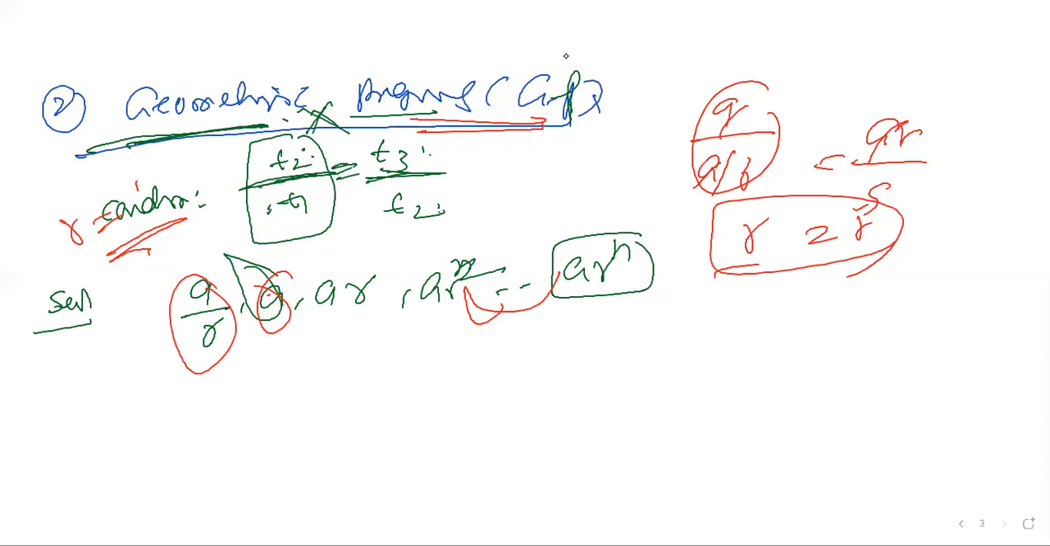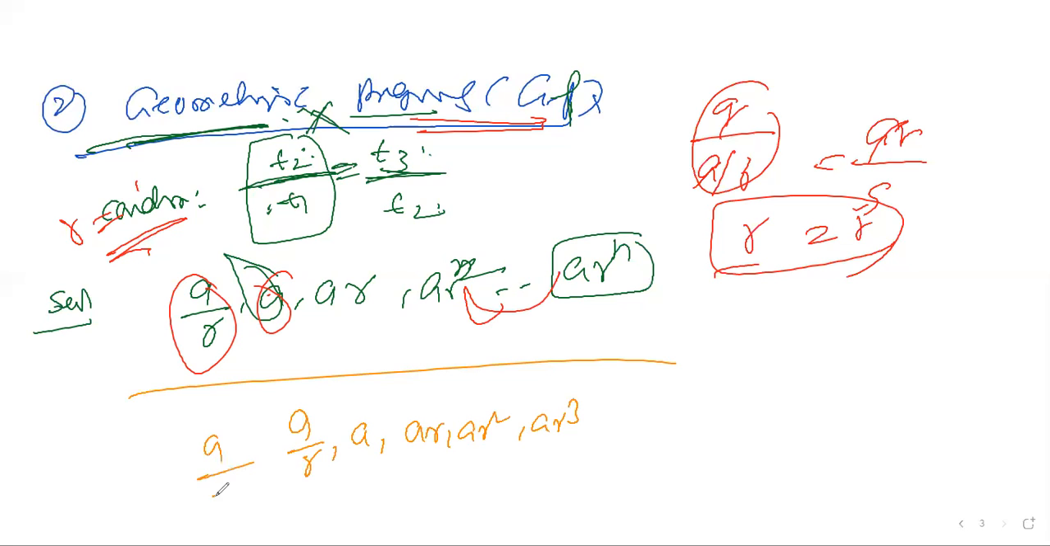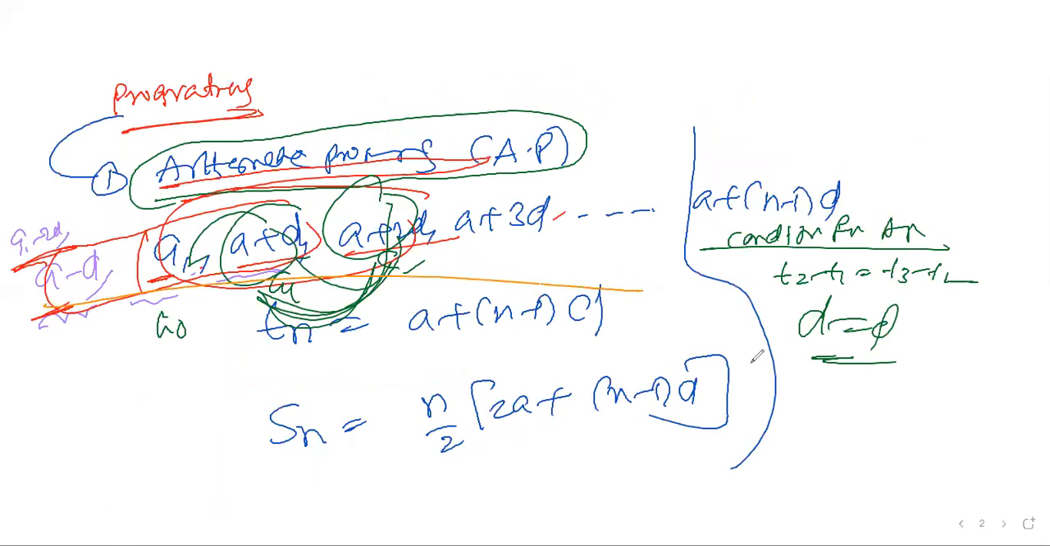For your intermediate, the requirement is how the series will be. You can take any terms: A by R cube, A by R, A, AR, AR square, AR cube. Each term's options are used. This is a series. You can take from starting to ending anywhere, continuous. This is a GP. This is an AP series.